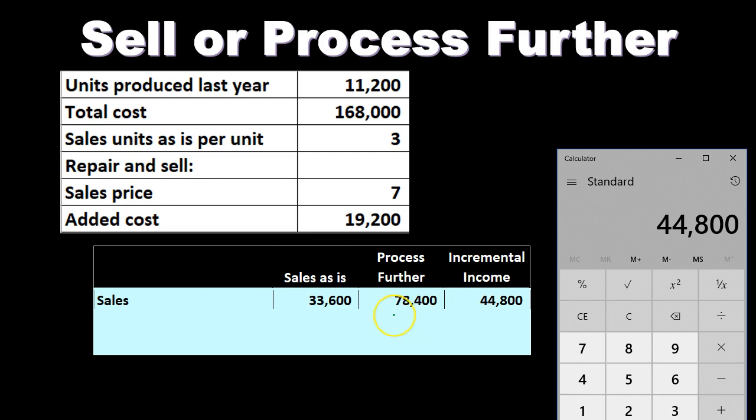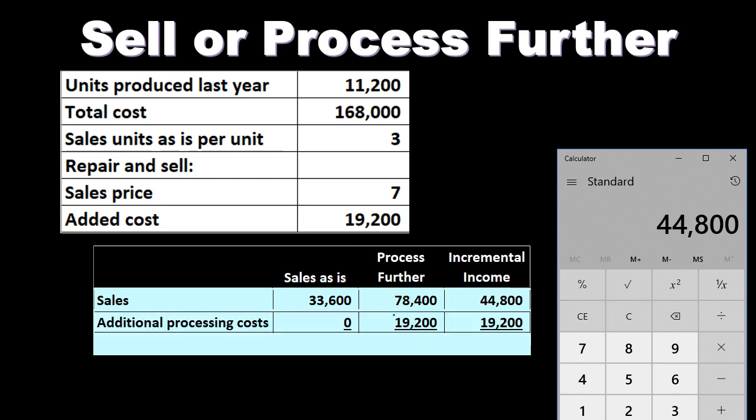Now, of course, the sales will be higher if we process further, but there's going to be added costs to it. That added cost is going to be the 19,200 to process further. Note that the costs to this point in time are irrelevant. Just like if we were making coffee beans, and even if we're going to make coffee beans into the future, of course, the costs up to the point in time that the split happens between our decision to sell them as coffee beans or process further to grounds are not relevant between these two decisions.